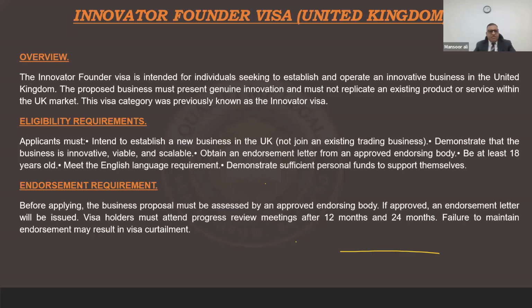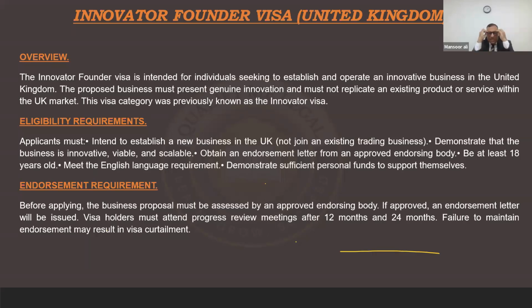There are three things we need to establish under the eligibility requirements in order to apply for the Innovator Founder Visa. As I told you, the idea must be innovative in nature, scalable and viable. If you can establish these three things, then you can apply for the Innovator Founder Visa.